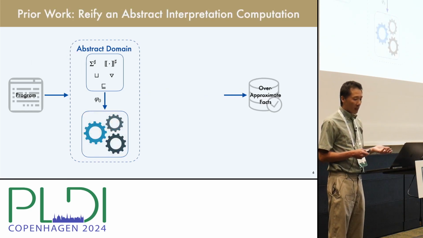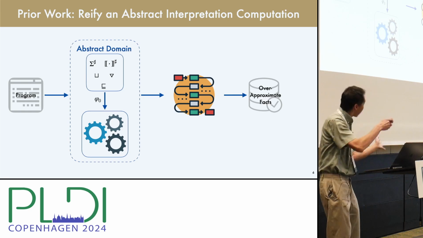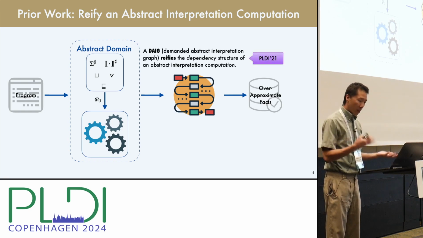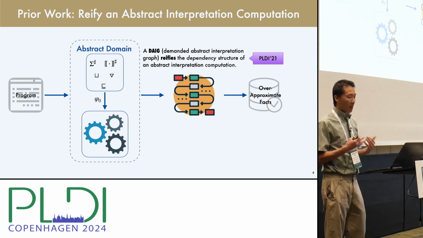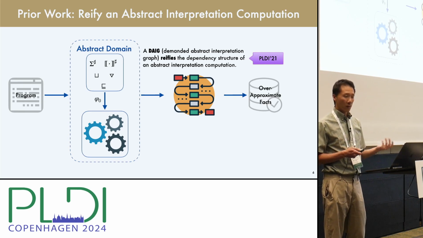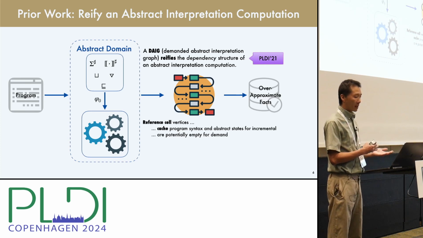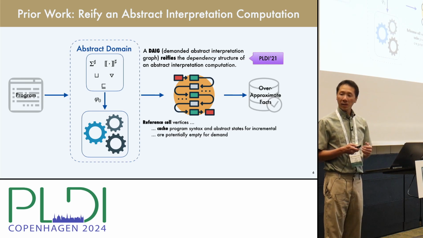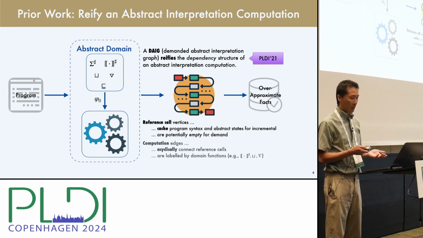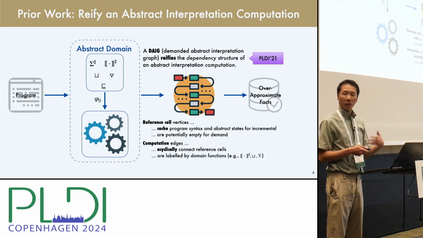We did this a little bit in some prior work on reifying an abstract interpretation computation, taking that computation and putting it into a structure that we call a demanded abstract interpretation graph, or DAIG, that reifies the dependency structure of the computation. It's composed of reference cell vertices that cache program syntax and abstract states in order to be incremental, and that could be empty to support demand. These vertices are connected by acyclic computation edges labeled by domain functions like the transfer functions, join, and widen.